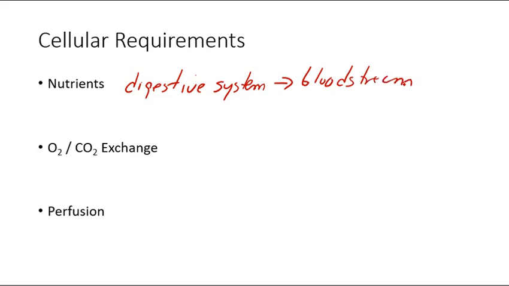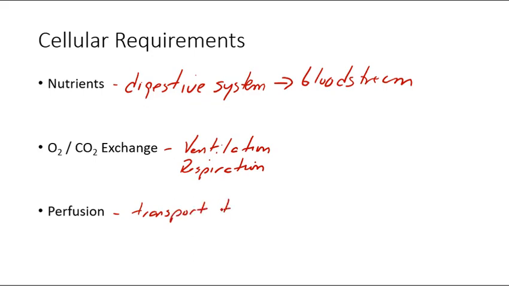Next, our cells require the delivery of oxygen and the removal of CO2. This is accomplished through two physiological processes: ventilation, the movement of air in and out of the body, and respiration, the process by which individual gases move into the blood and into the cells. Finally, the cells are dependent upon a transport system to deliver what they need and remove what they don't need. This is called perfusion, and we're going to cover it in much greater depth in another section.